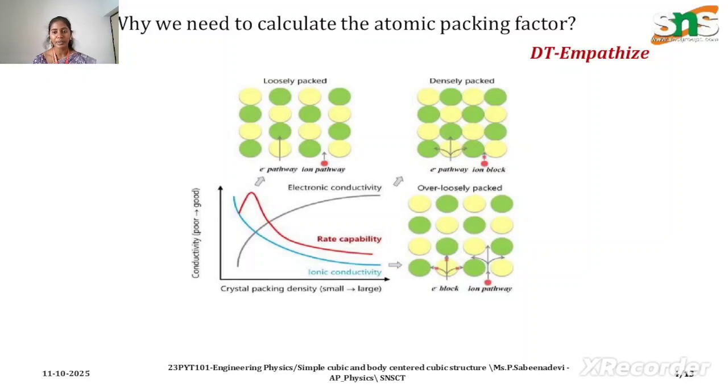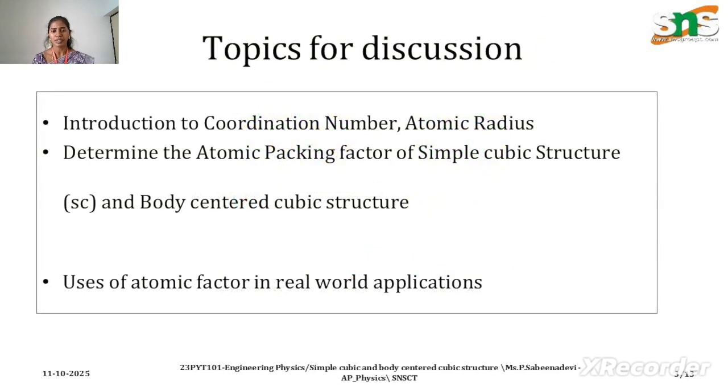So why do we need to calculate atomic packing factor? What's the need of packing factor? We have to find four things: number of atoms per unit cell, coordination number, atomic radius, and atomic packing factor. Number of atoms per unit cell is nothing but the number of atoms possessed by a unit cell.